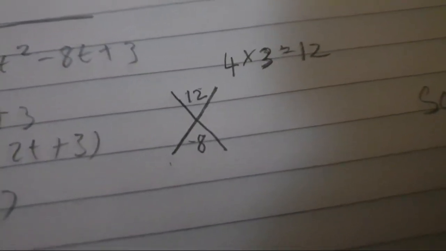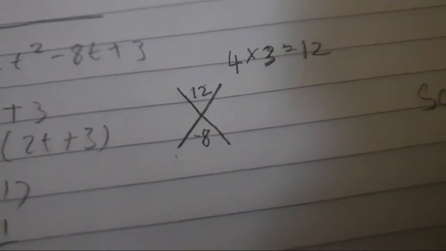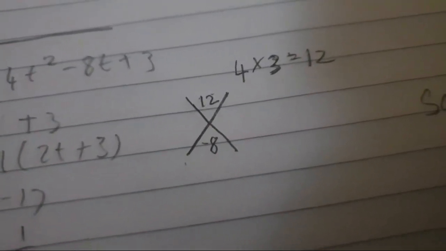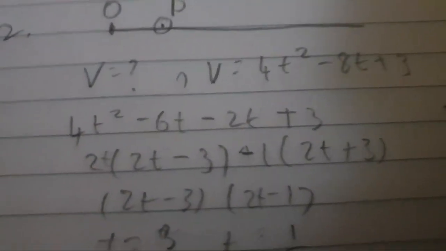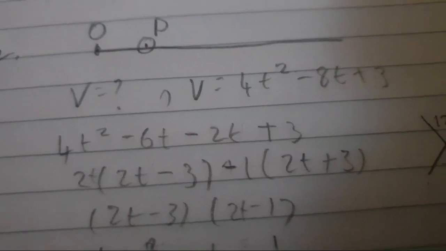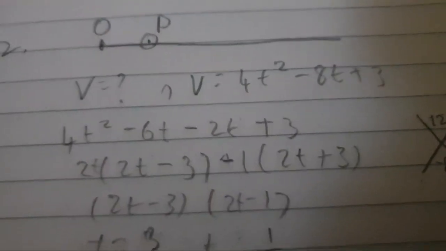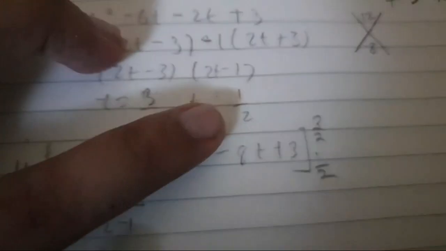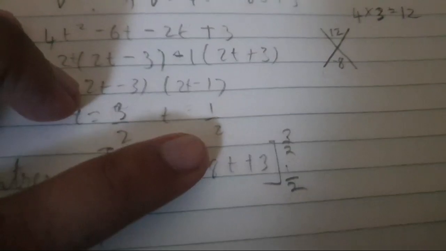I spent a minute trying to figure out which sum and product would work, but after a minute or two, I was able to get the answer. It was 6 and 2, specifically minus 6 and minus 2, which gets us to minus 8 and a product of 12. Now I factorize and I get this. After factorization, I eventually got my answers: t equals 3 divided by 2, and t equals 1 divided by 2. So this one and this one.